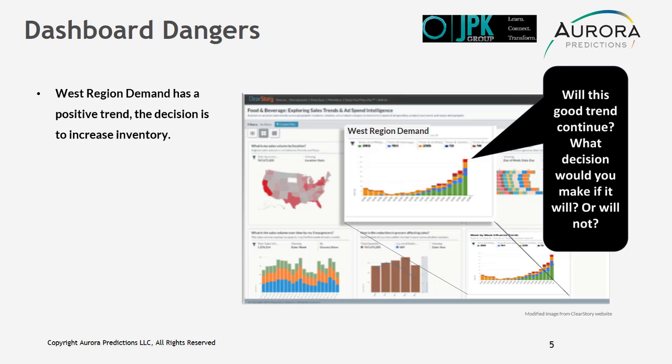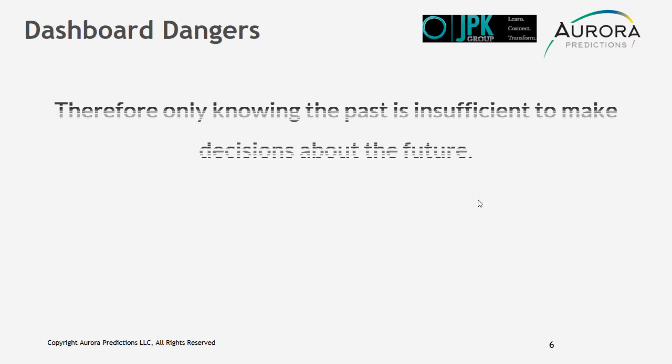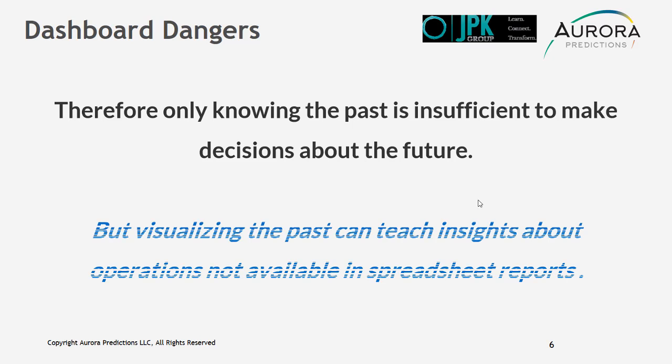Here, Western region demand has a positive trend. The decision would be to increase inventory. But without analytical predictions, is this a good decision? If we look at the result in the following month, as the future unfolds, it was a false positive, and now there will be excess inventory. Therefore, only knowing the past is insufficient to make decisions about the future.